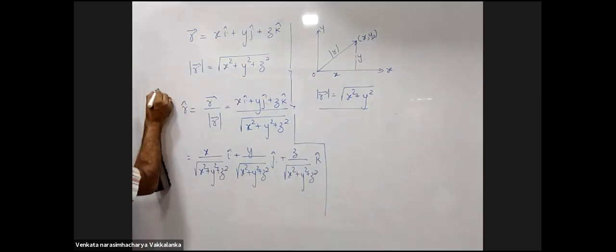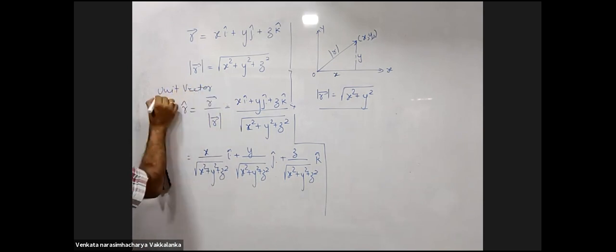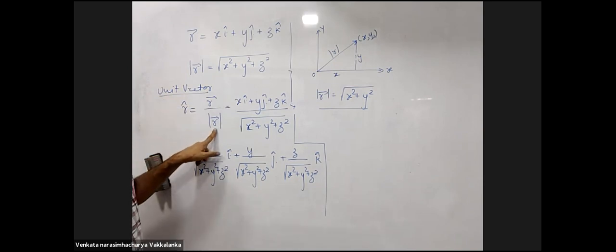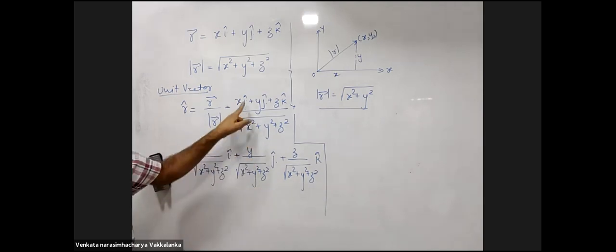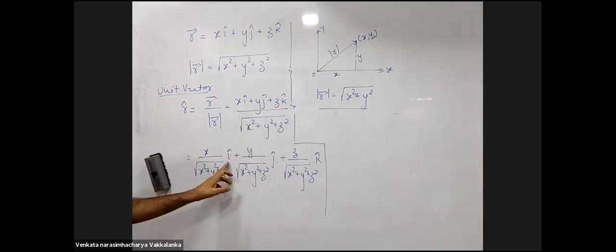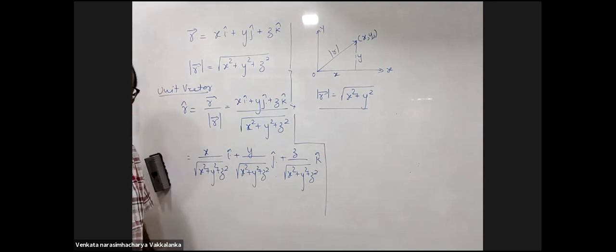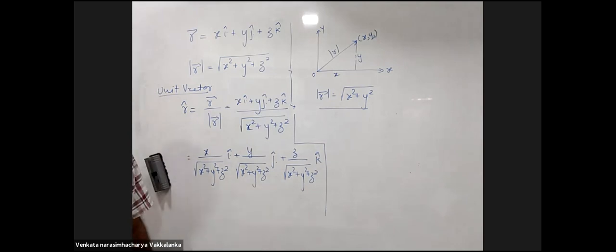So unit vector, how do you write mathematically a unit vector? Vector divided by its magnitude, so that the magnitude will become 1 and it has a specific direction in terms of i cap, j cap, k cap. Take it down.